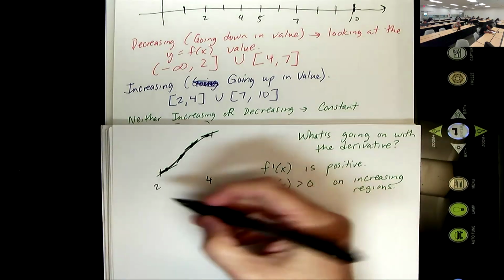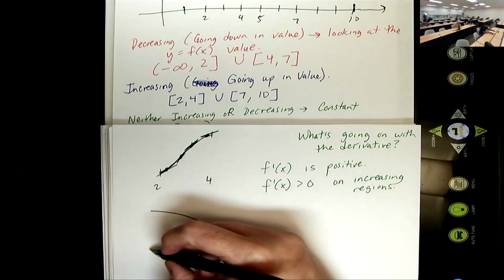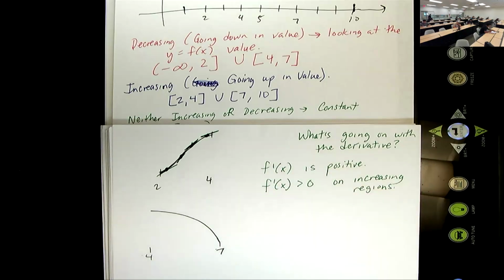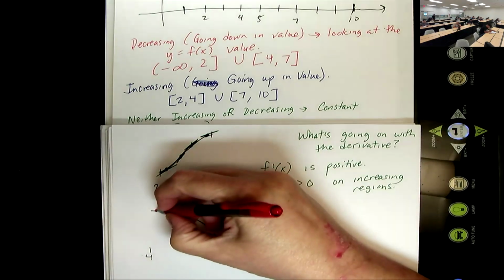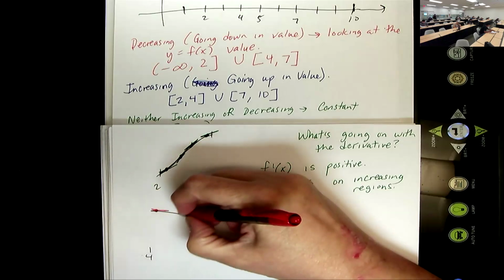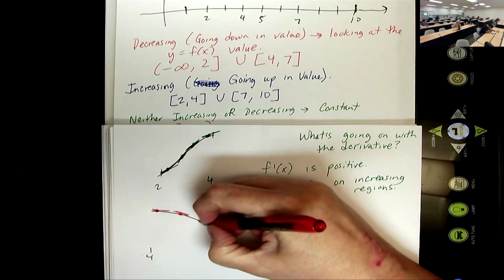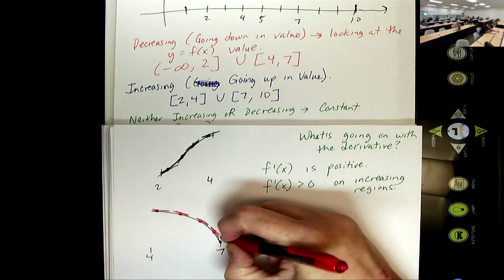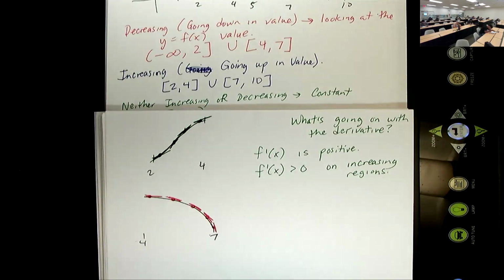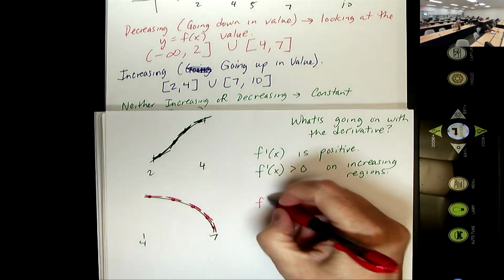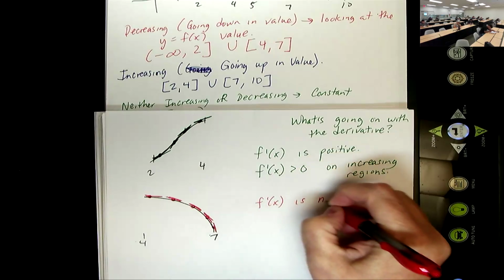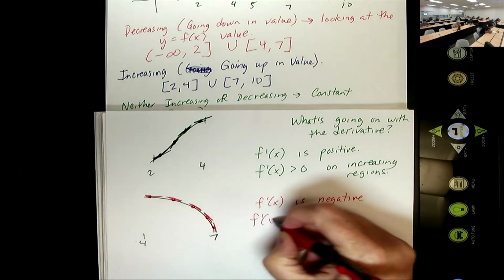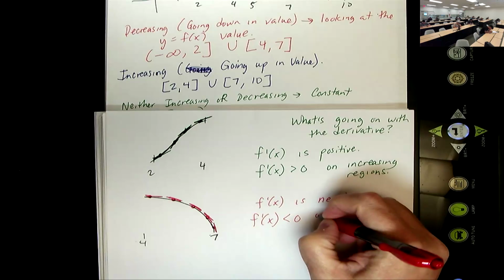And like from 4 to 7, where it's going downward, if we look at the tangent lines here, we would say that since it's going downward here, it's negative. So f prime of x is less than 0 on decreasing regions.